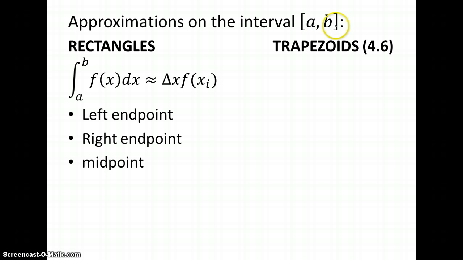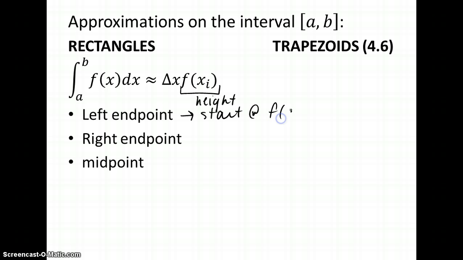Approximations on a closed interval can be found using rectangles or trapezoids. You will study trapezoids later in the chapter in section 4.6, and we've begun to talk about rectangle approximations. If you're looking in the textbook, what does this notation mean? Delta x is the width of the interval. F of x sub i is just the height of the interval. And where does the height come from? We can look at the left endpoint, the right endpoint, and today we're going to look at the midpoint.